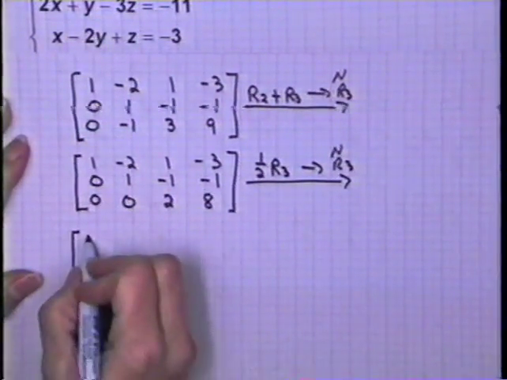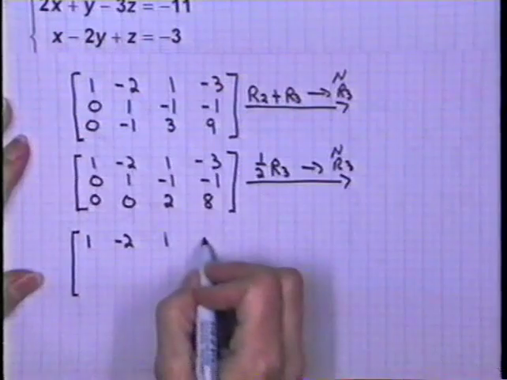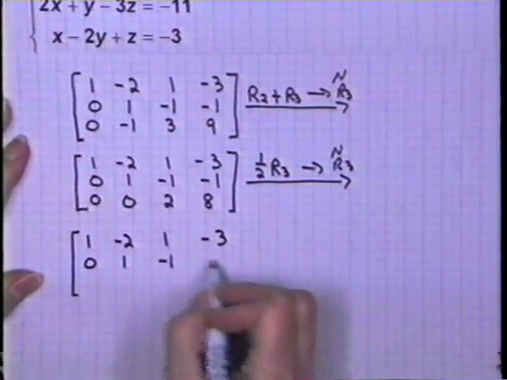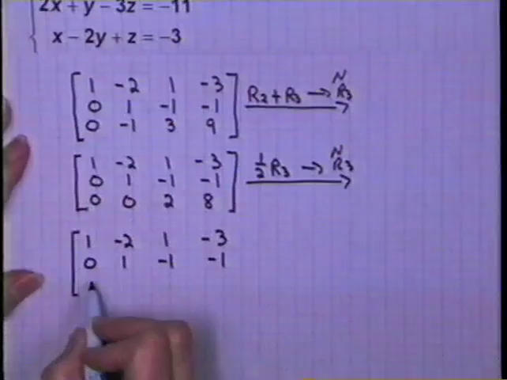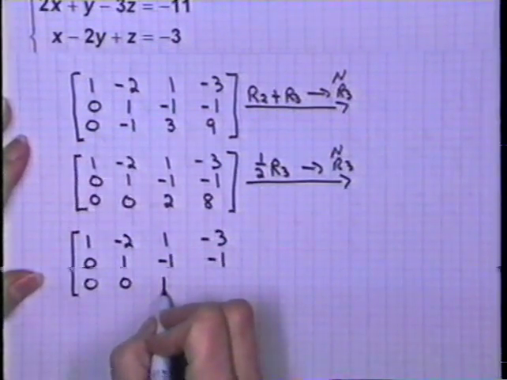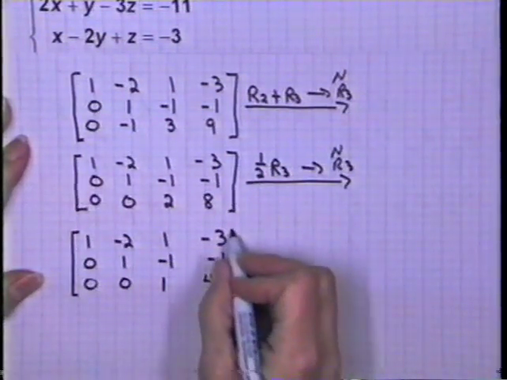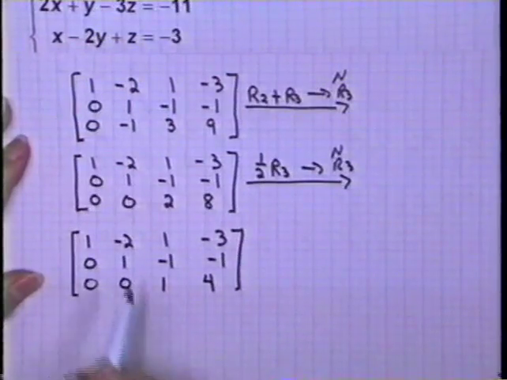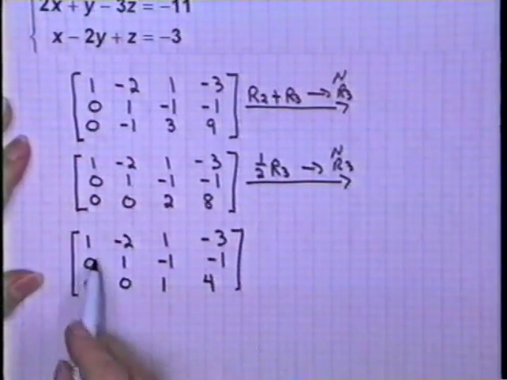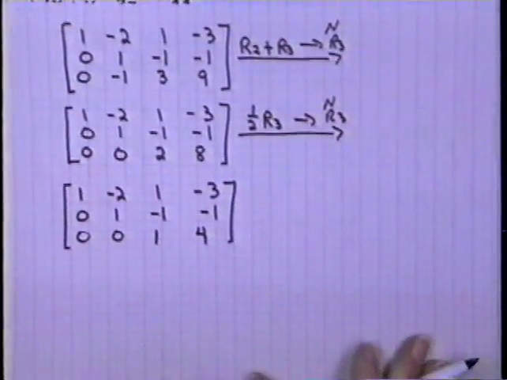So I've got 1, negative 2, 1, negative 3. That row's not changing. Second row is not changing. If I multiply 1/2 times 0, I get 0. Again, 0. 1/2 times 2 is 1. And 1/2 times 8 is 4. Now you'll notice this coefficient matrix has my 1s and 0s underneath, so it's in triangular form.